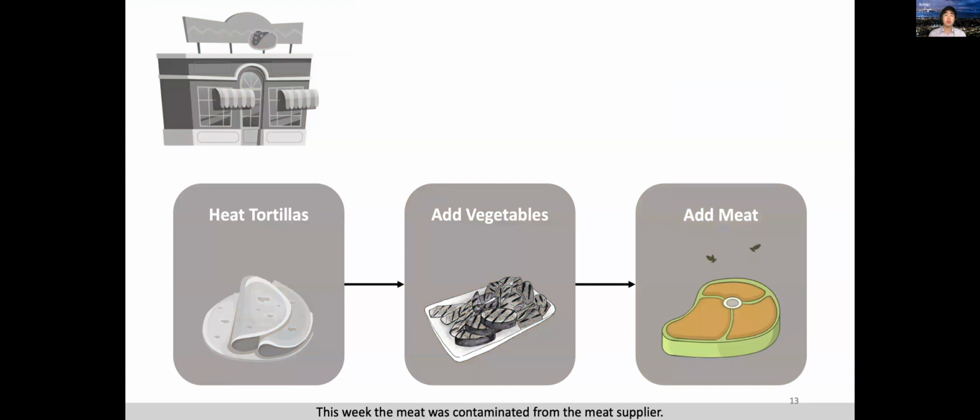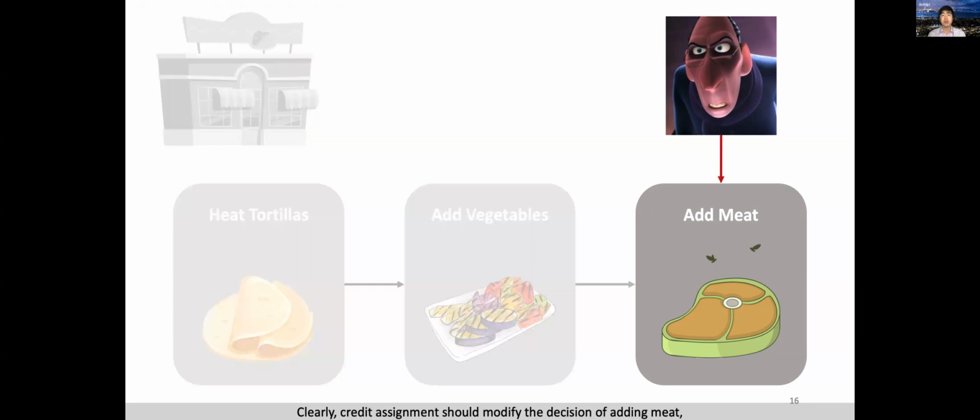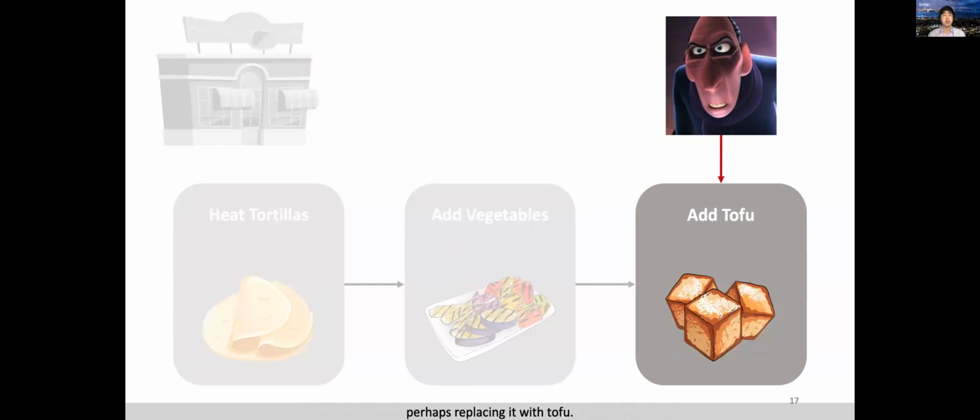This week, the meat was contaminated from the meat supplier. Customers got sick and gave you a lot of angry reviews. Continuing with the optimal policy from before will only make things worse. Clearly, credit assignment should modify the decision of adding meat and perhaps replace it with tofu.